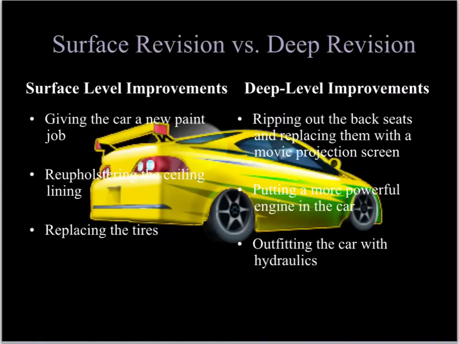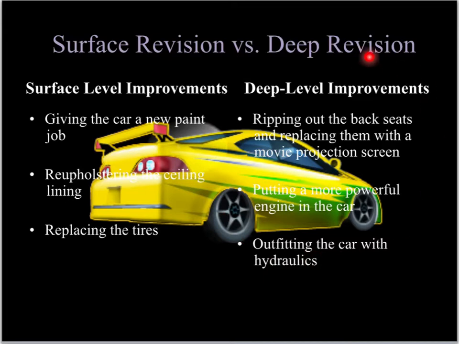So when we look at this one, I'm going to give you an example of a car for surface revision versus deep revision. Let's say I bought a car and I want to make some changes to it. Surface revision is what we see on the left-hand side here. These are some small things I could do that would just minorly improve it. I could give the car a new paint job. I could reupholster the ceiling lining. I could even replace the tires. And ultimately, yeah, the car will look a little bit nicer, but it's not that much of a difference.